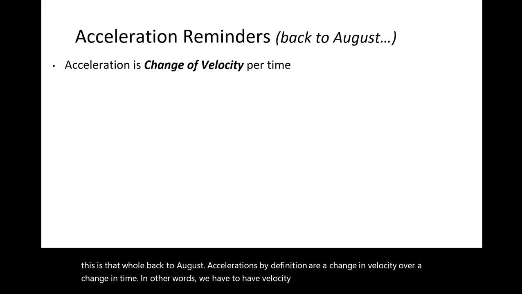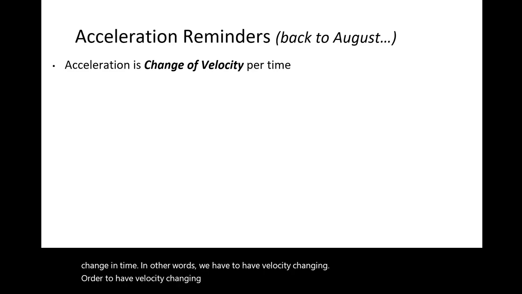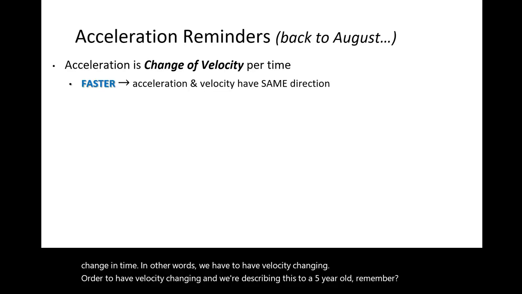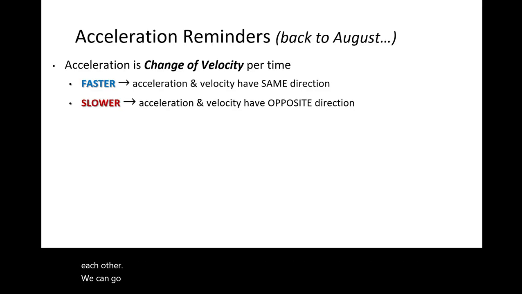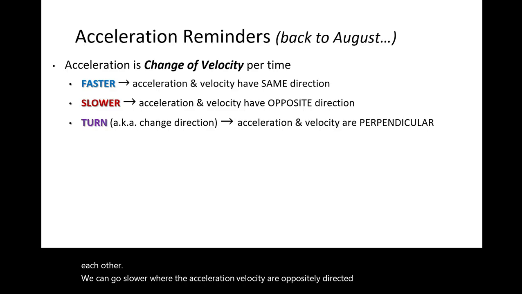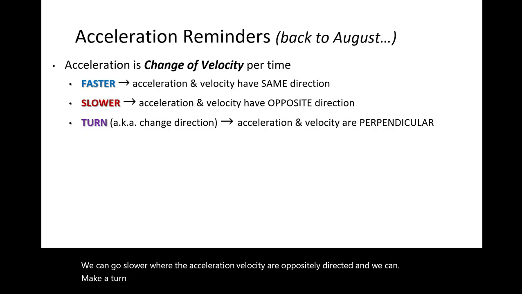In order to have velocity changing, and we're describing this to a 5-year-old, remember, we can go faster, which means the acceleration and velocity are in the exact same direction as each other. We can go slower, where the acceleration and velocity are oppositely directed, and we can make a turn. And that's where the acceleration and velocity are perpendicular.